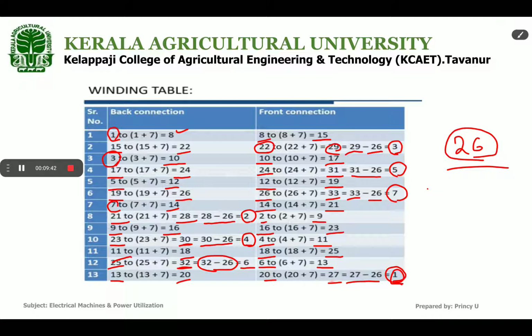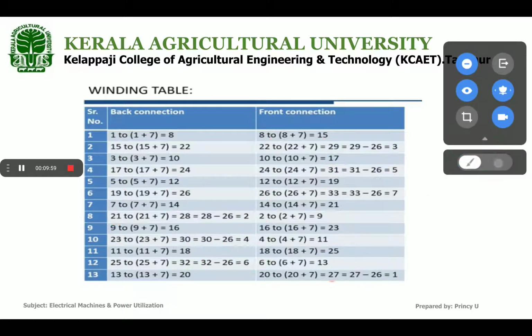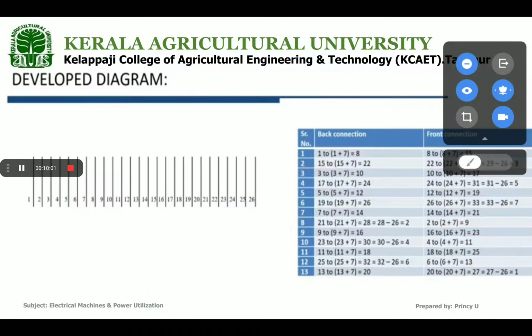That means the winding becomes closed at this point, so you can stop making the winding table. When we start at 1 and get back to 1, we can stop. So this is your table for how to make a wave winding. Now let's draw how this looks.